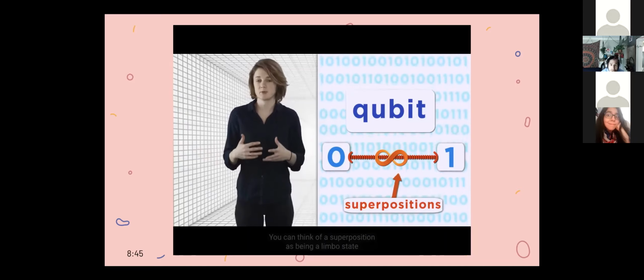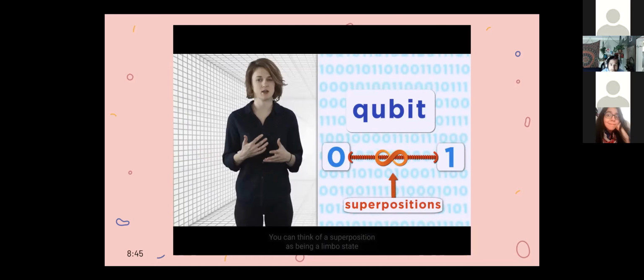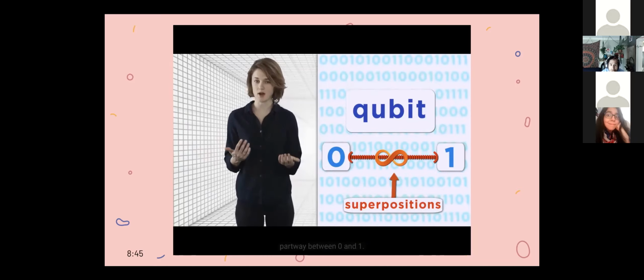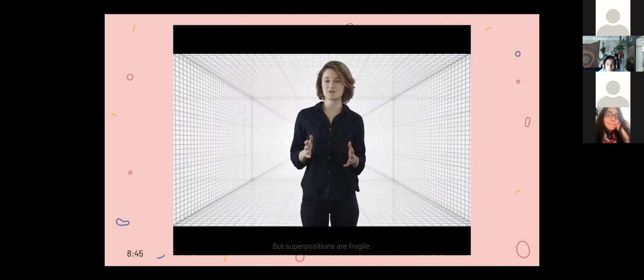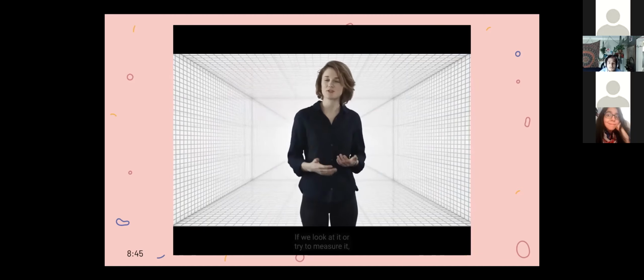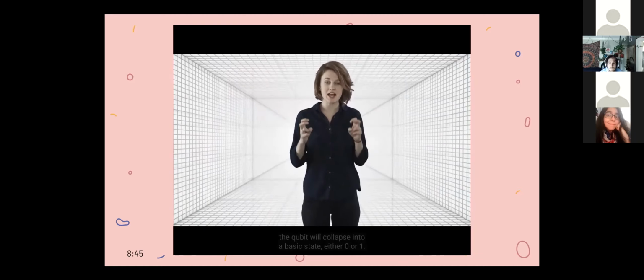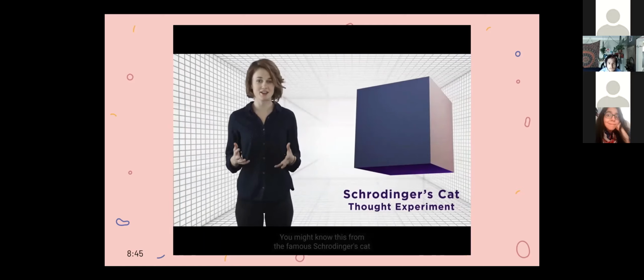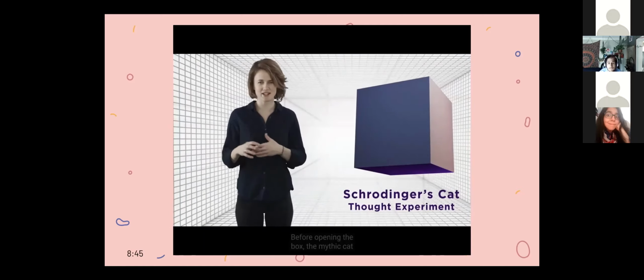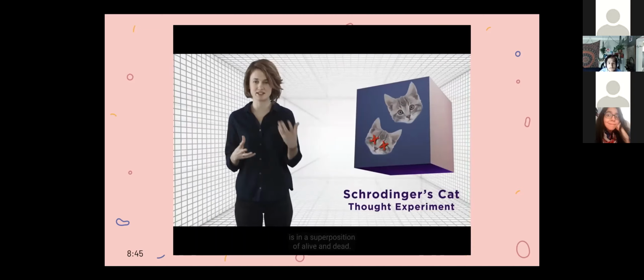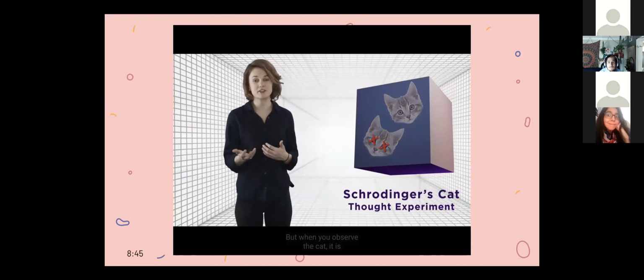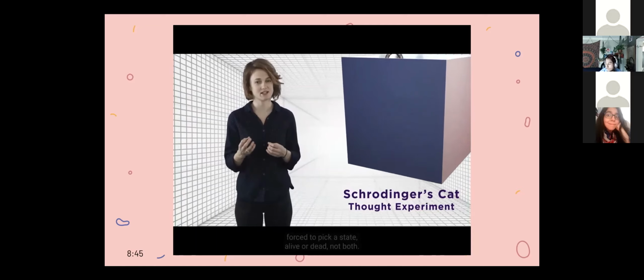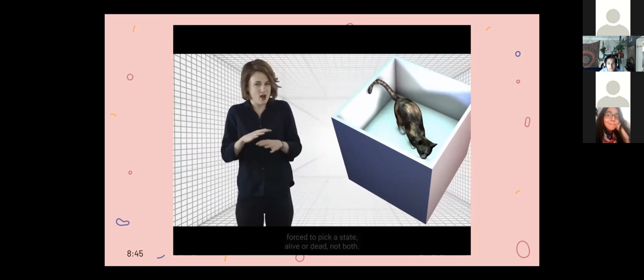You can think of a superposition as being a limbo state, partway between 0 and 1. But superpositions are fragile. If we look at it or try to measure it, the qubit will collapse into a basic state, either 0 or 1. You might know this from the famous Schrodinger's cat thought experiment. Before opening the box, the mythic cat is in a superposition of alive and dead. But when you observe the cat, it is forced to pick a state, alive or dead, not both.